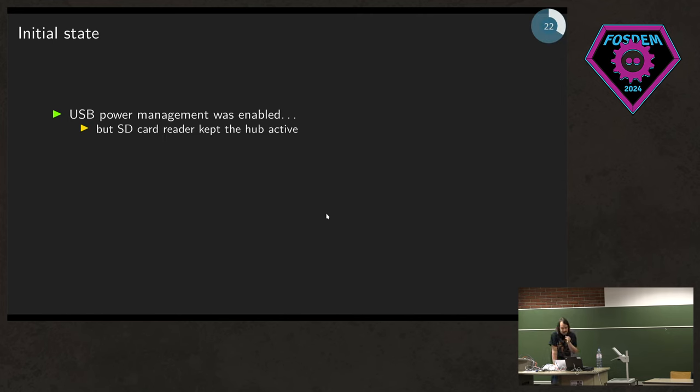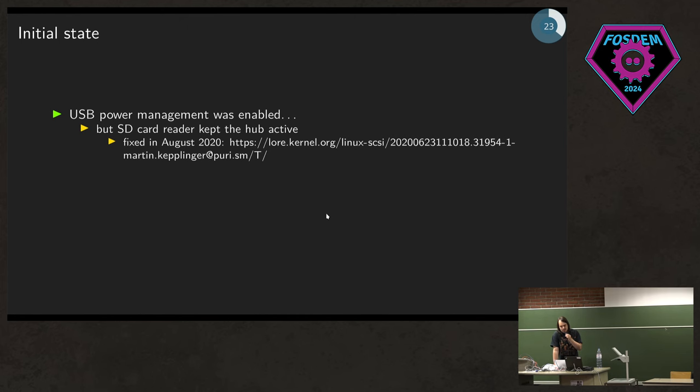However, it turned out that the SD card reader driver kept the USB hub active all the time. It was basically polling it for media change status, and that's why it never suspended. So the whole USB hub was kept active. And it was fixed in August 2020. And there is a somewhat lengthy thread on the Linux kernel mailing list that you can follow if you're interested in that.